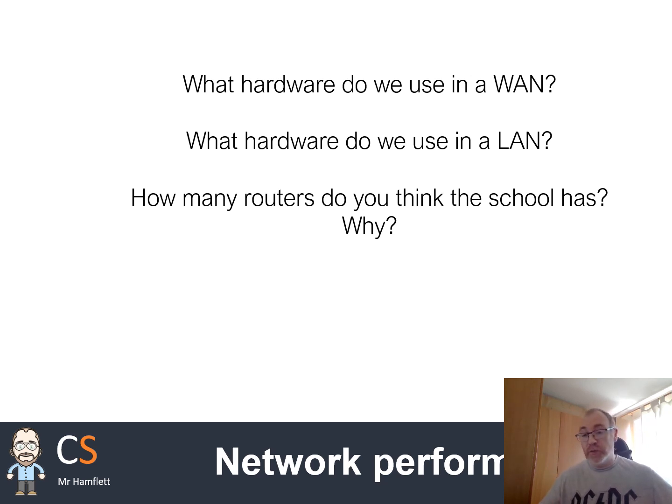What hardware do we use in a wide area network? Well, we need to be able to connect local area networks together. Remember, a wide area network can be thought of as a load of local area networks all connected together. The way we connect local area networks to other local area networks is through a device called a router. At home, you will have a router which connects you to the internet. Remember, the internet is a giant wide area network, so you are using your router to connect to a WAN, and your home network is also a LAN.